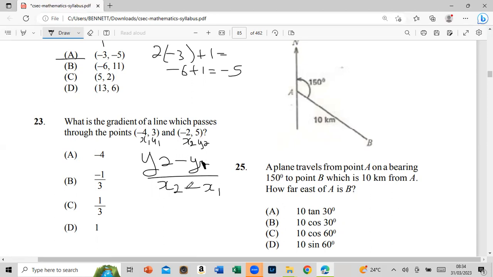Alright, so y2 is 5, so that's 5 minus 3. And for the x, now it's negative 2 minus negative 4. So we have to be very careful, guys. This would give us 5 minus 3 over negative 2 plus 4. This now is going to become a plus. So this is 2 over 2, so the gradient would be 1.